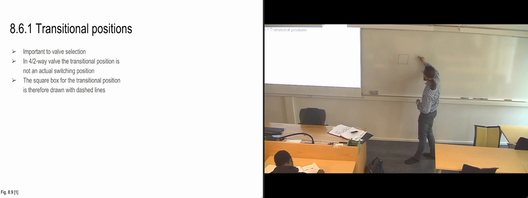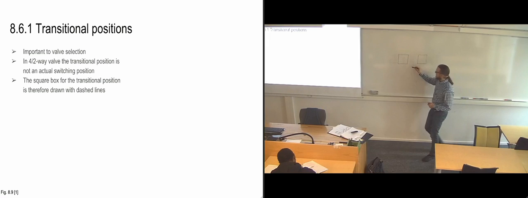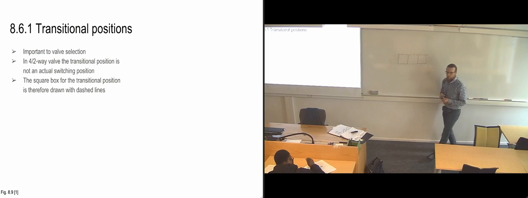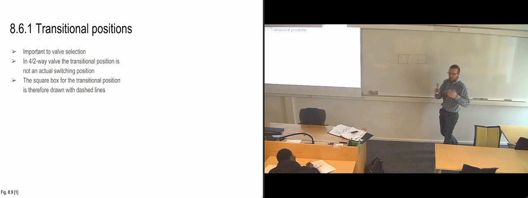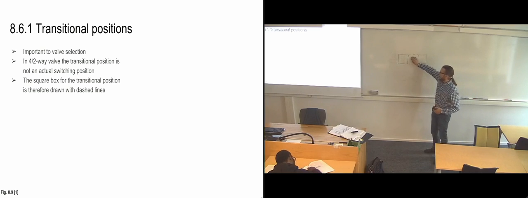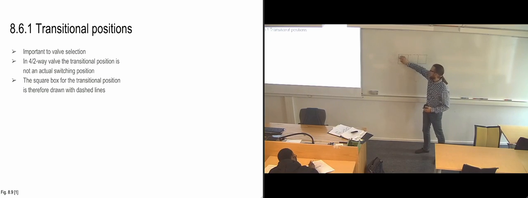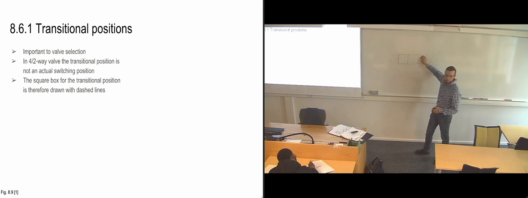Even though it's a 4-2-way valve, you might draw it with 3 boxes, but you'll make sure that the middle box has a dashed line, because that tells you that when you're switching it, you're going directly from this position to that position, but whatever position is in the middle here, that's what's going to happen when you're moving the slide. So as long as the slide is actually moving, that's the function it has, but when it's in the end position, it's this function, and in the other end position, it's that function.